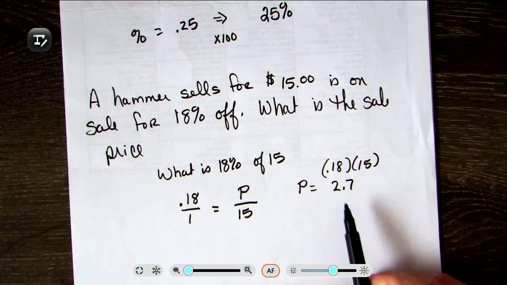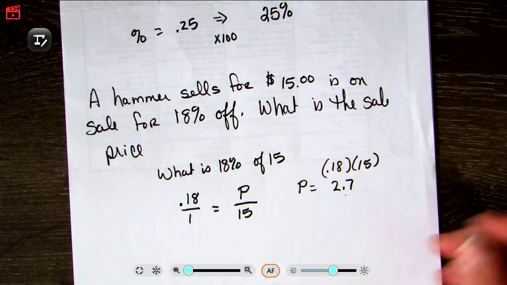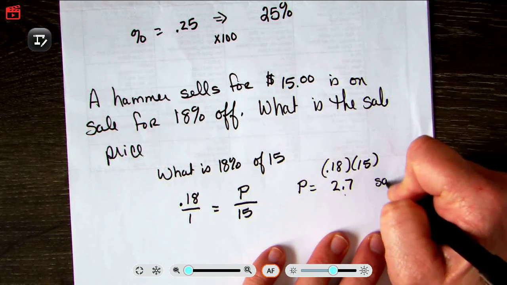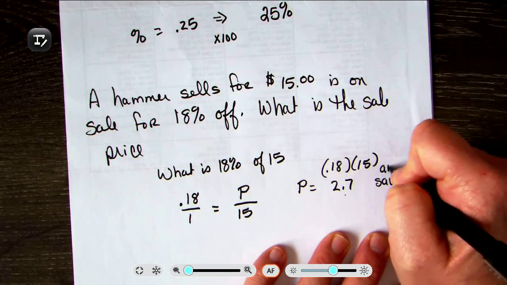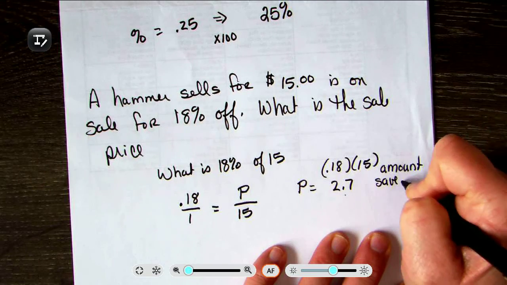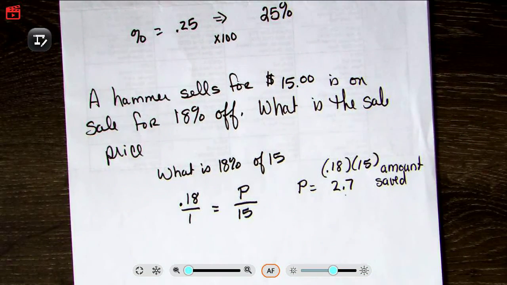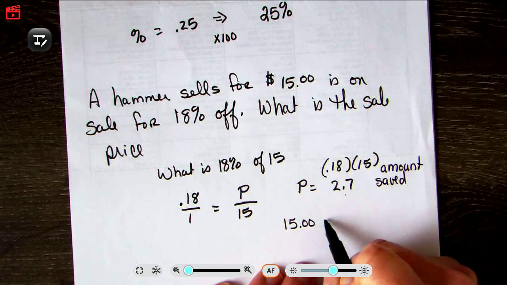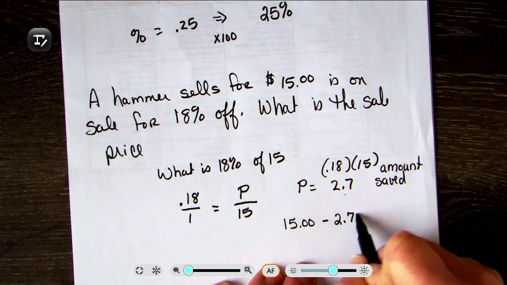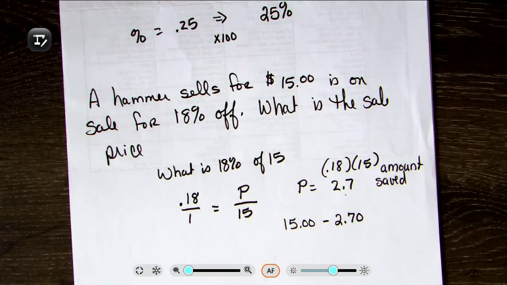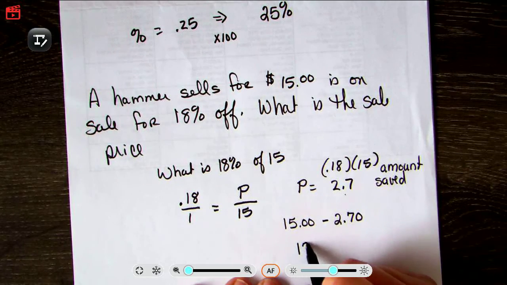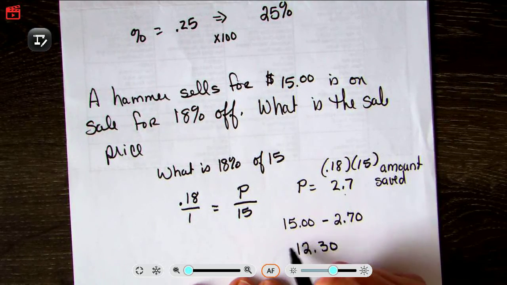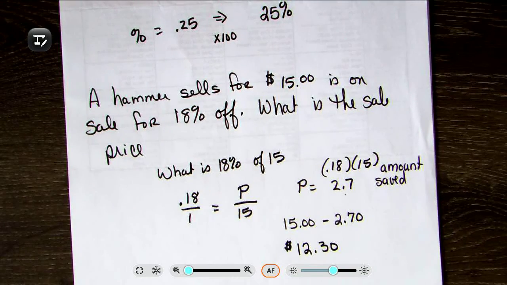Okay, if I'm trying to think about what this 2.7 represents, that is how much we are going to save. The amount saved. So to find my sale price, I'm going to start with that $15 and take off my 2.70, and I put the 0 in there so it makes sense. And if I do that subtraction using a calculator or doing it by hand, we'll get that our sale price is $12.30.